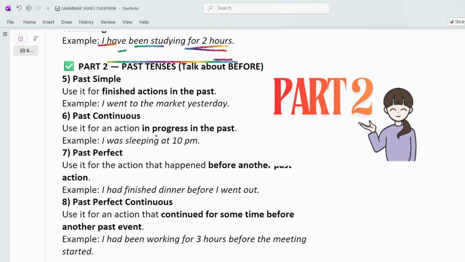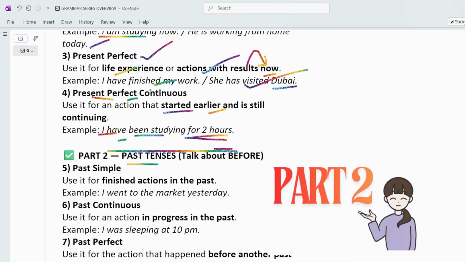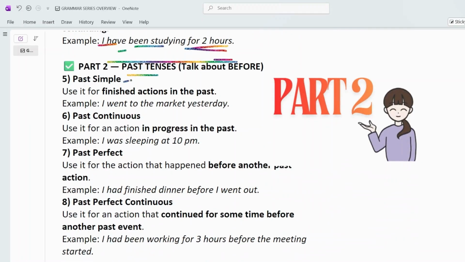Let's look at part two for today, dealing with past tenses. Similarly to the present tense, we have simple past, which deals with showing finished actions in the past. For example, I went to the market yesterday.